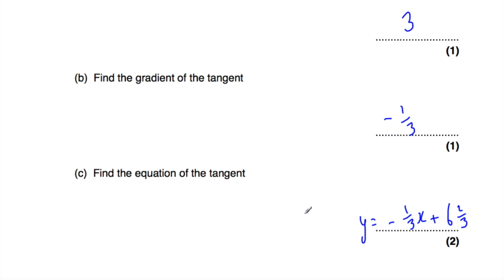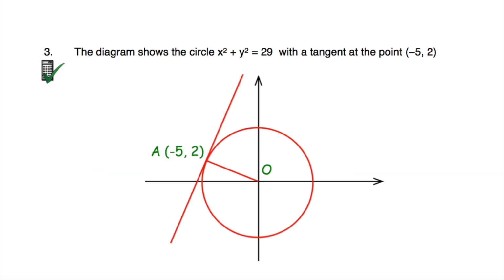And that's it. Now if we wanted to, we could change this mixed number into a top-heavy fraction. To change from 6 and 2/3 into a top-heavy fraction, you could type it into your calculator. I think your calculator would do it for you. Or you just do 6 times 3 is 18, plus 2 is 20. So you could write y equals minus 1/3 x plus 20/3 instead. So either one of those would be totally fine. And that's it. Okay, let's have a look at our next question, question number 3.